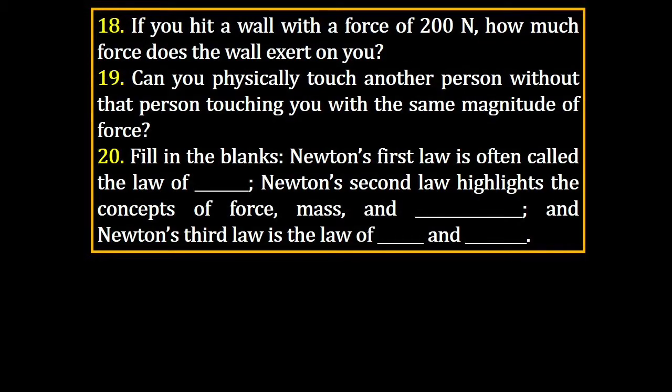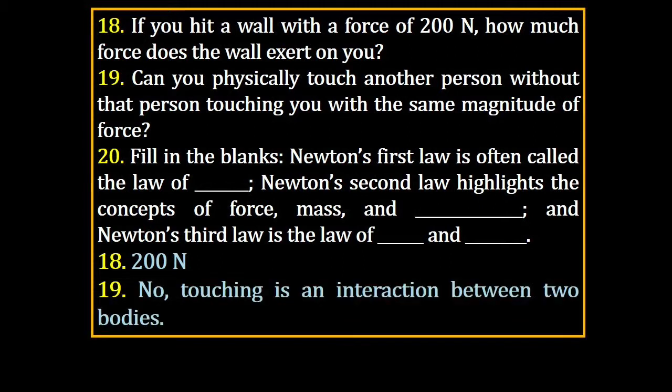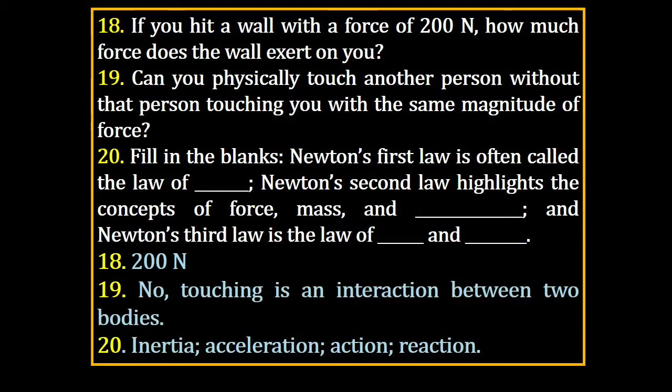Okay, if you hit a wall with a force of 200 newtons, how much force does the wall exert back on you? It's going to be 200 newtons. That's pretty straightforward. Can you physically touch another person without that person touching you with the same magnitude of force? Absolutely not. It is inevitable. And the third one is fill in the blanks. Newton's first law is often called the law of inertia. Newton's second law highlights the concept of force, mass, and acceleration. And Newton's third law is the law of action and reaction.